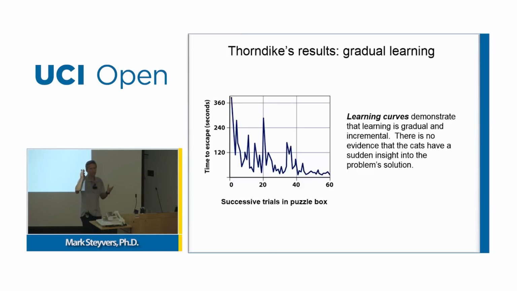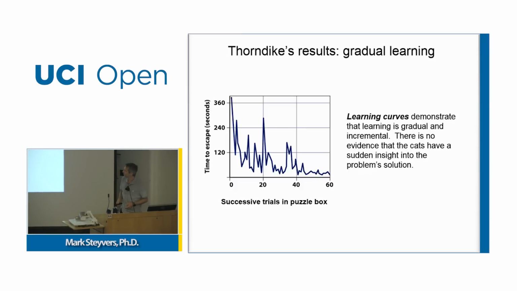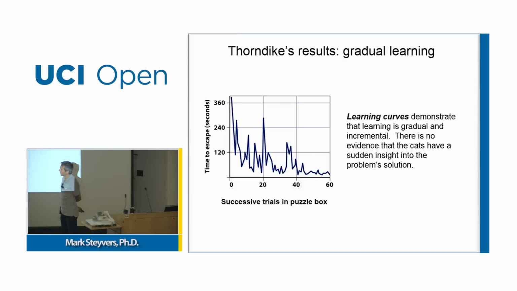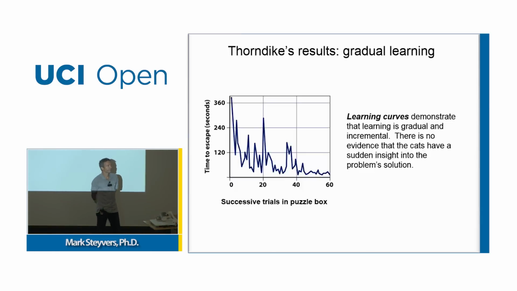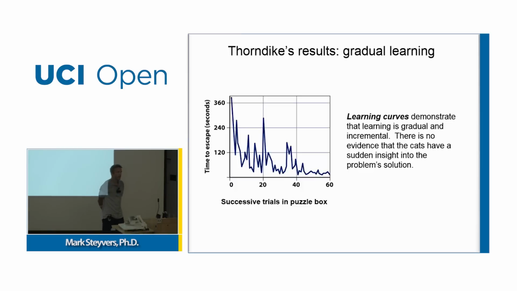And it depends how you set up the puzzle box. Sometimes they have to pull on some string in order to open a door, which is a non-intuitive thing for a cat to figure out. Now, Thorndike's claim is that there's no insight used during this process of learning. The cat didn't really see the solution all of a sudden. And there's some controversy about whether animals can or cannot use insight during problem solving.